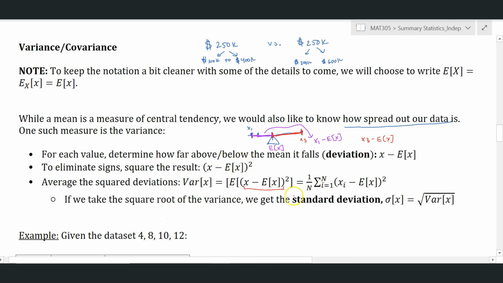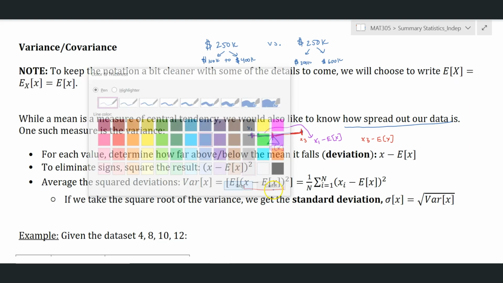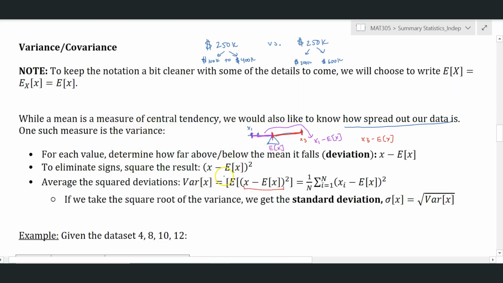Now, if we take the square root of the variance, we get an actual practical measure that's called the standard deviation. If you think about what we did with the variance, we squared all of the values. So if x had units of feet, well, if you took feet minus feet, you'd still get feet, but then if you squared feet minus feet, you would end up with feet squared.